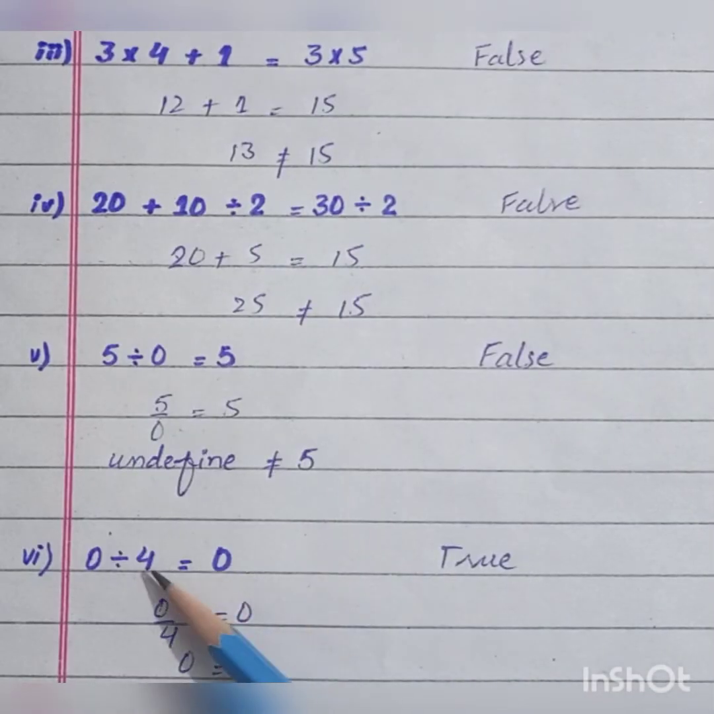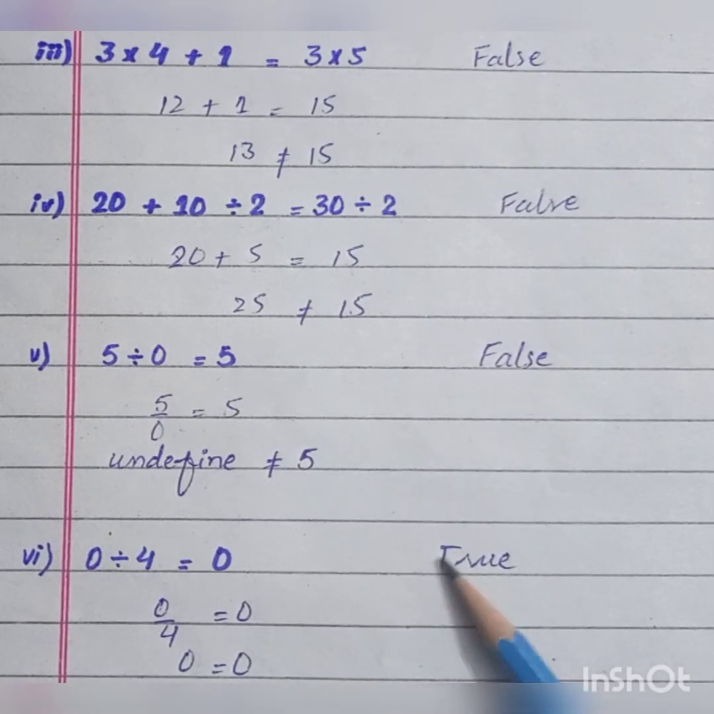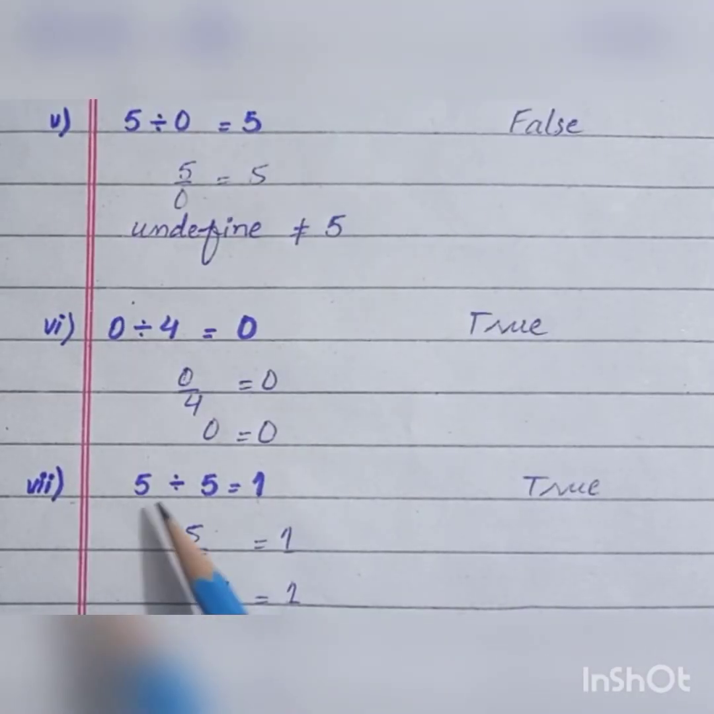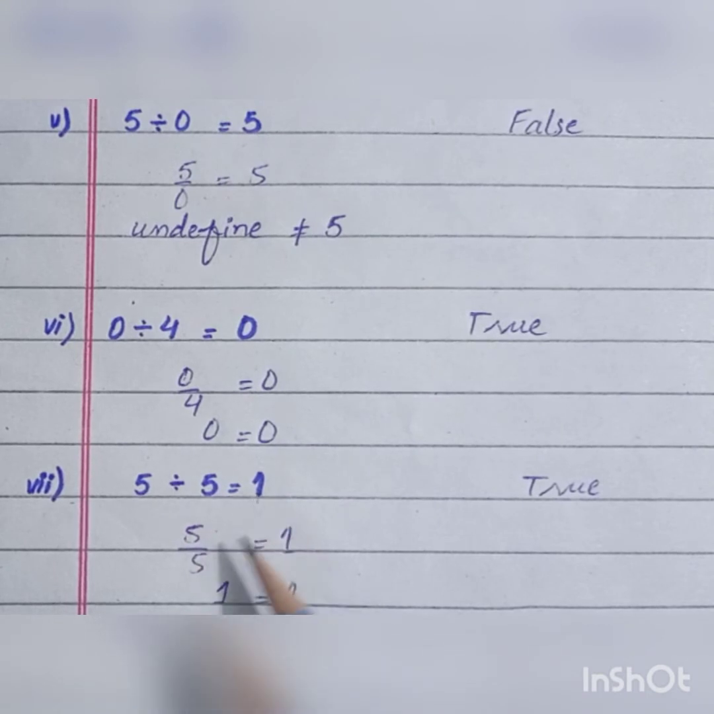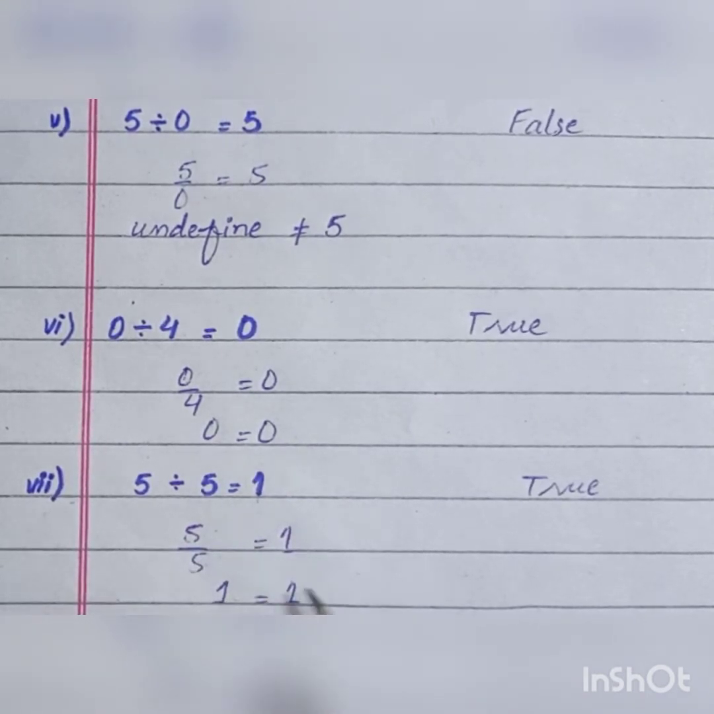Let's move towards part number 6, which is 0 divided by 4 is equal to 0. As we know, 0 divided by 4 is also 0, so both of these answers are equal, which means that the given statement is true. Part number 7 is 5 divided by 5 is equal to 1. As we know that 5 divided by 5 is equal to 1, and both of the answers are equal. So this statement is true.